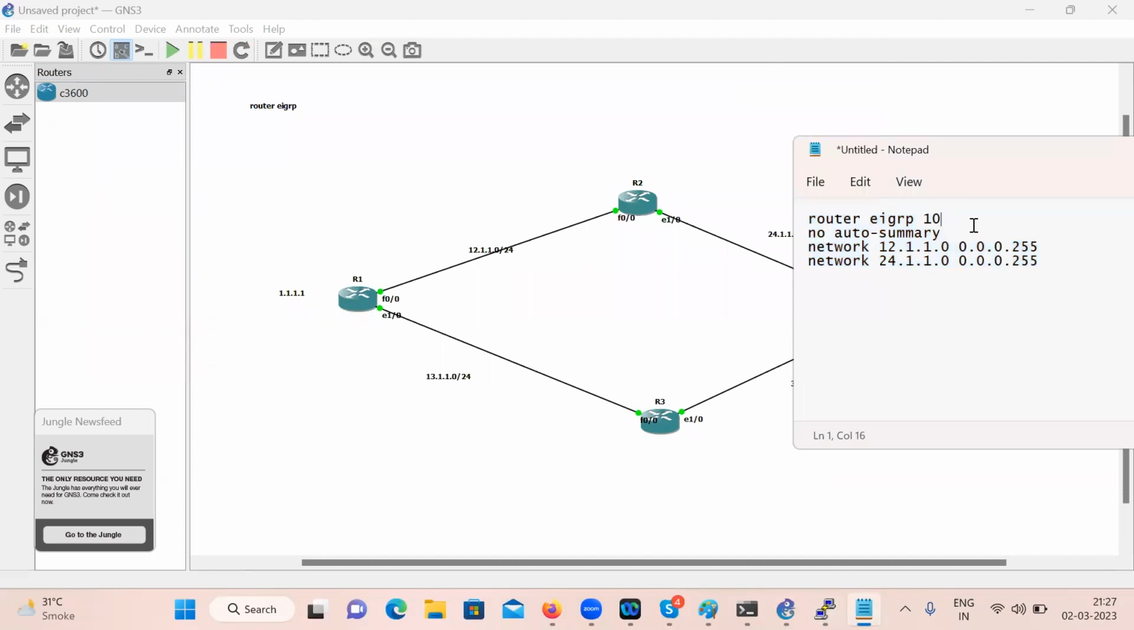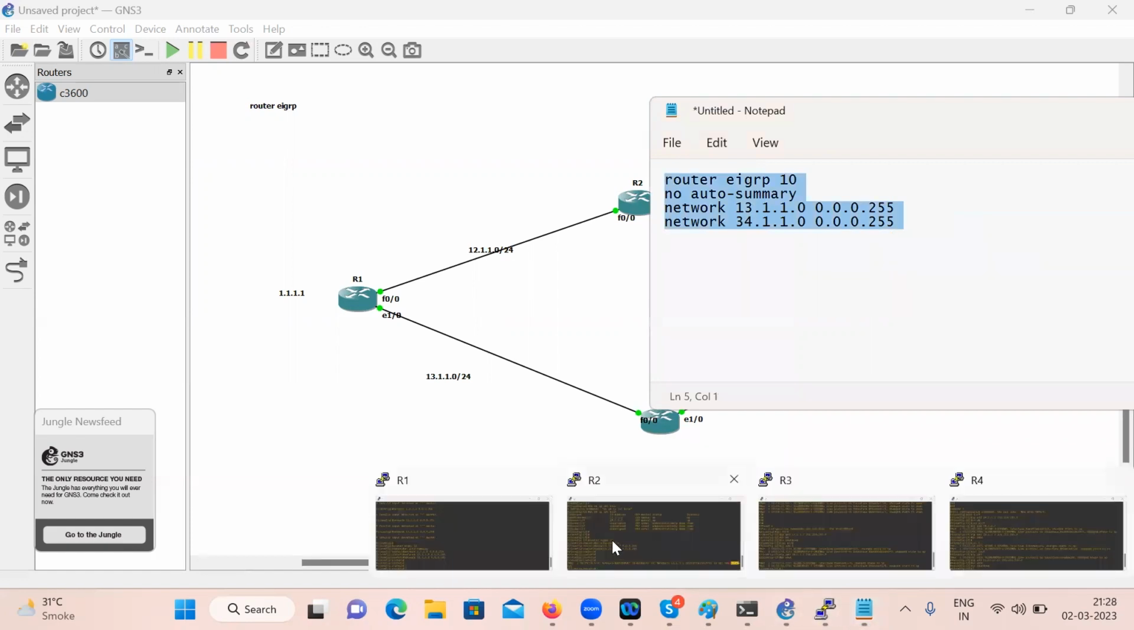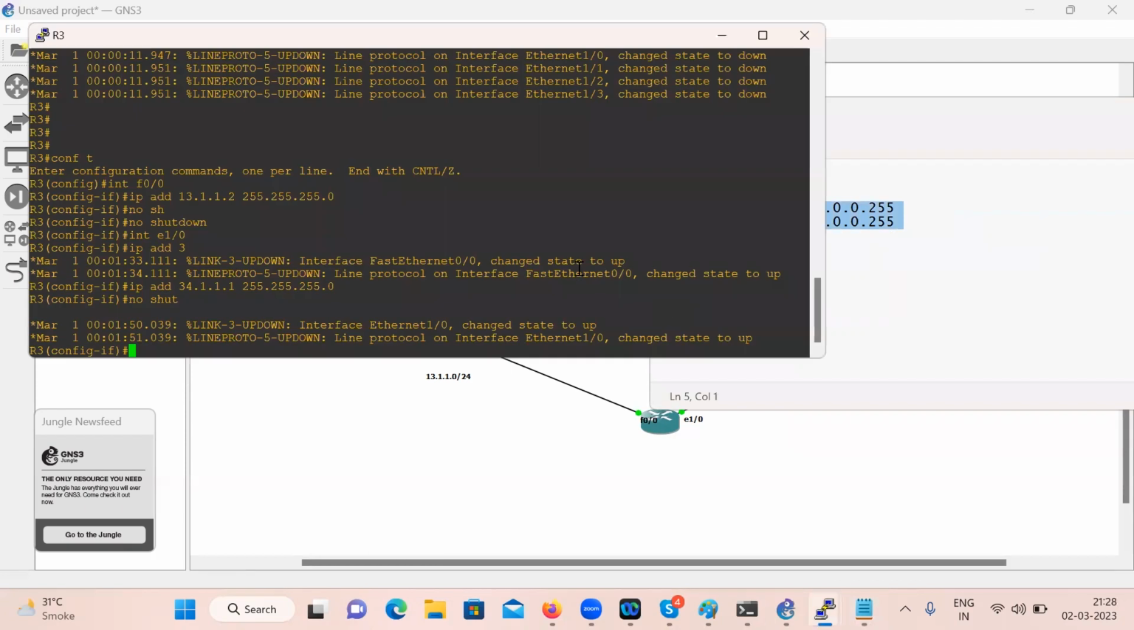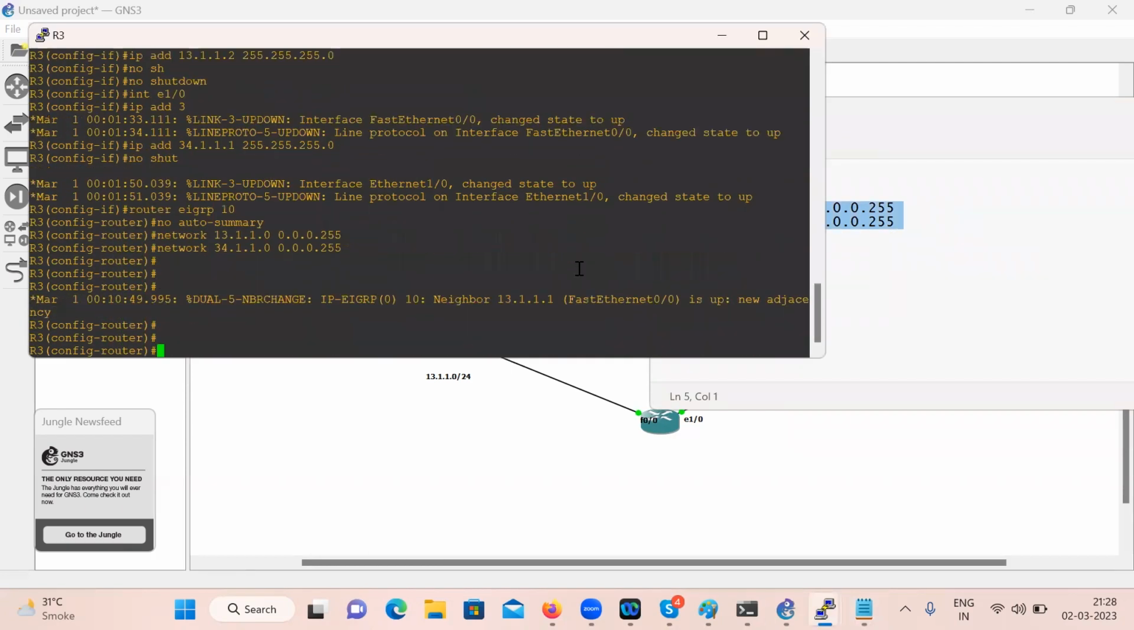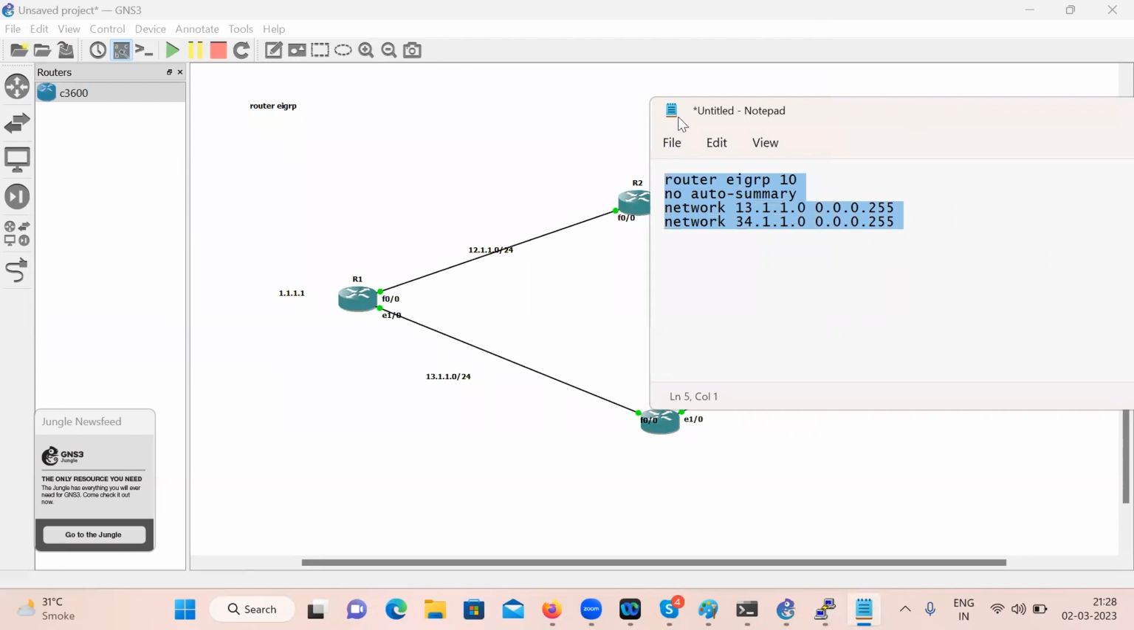On router 3, the common network is 13.1.1.0, and the next network is 34.1.1.0. These two networks you have to advertise from router 3. Copy it and paste it on the router 3 console. Done. Similarly, we have to do the same for router 4 as well.